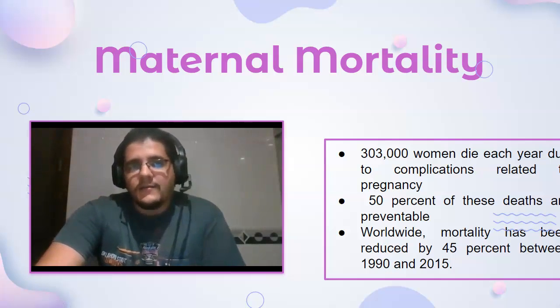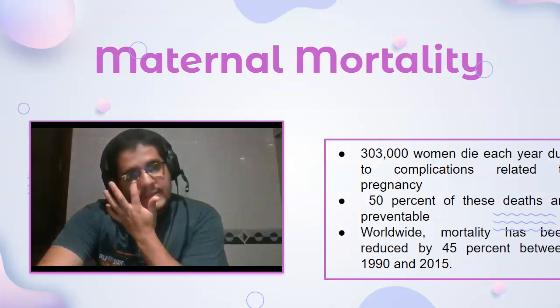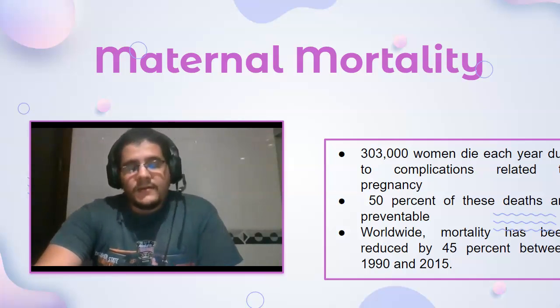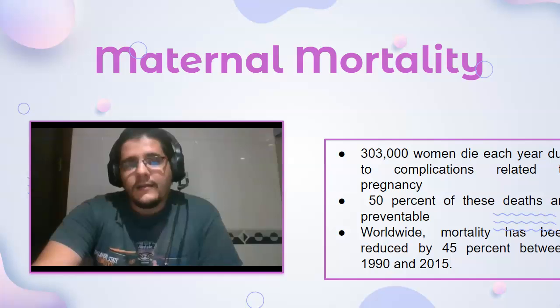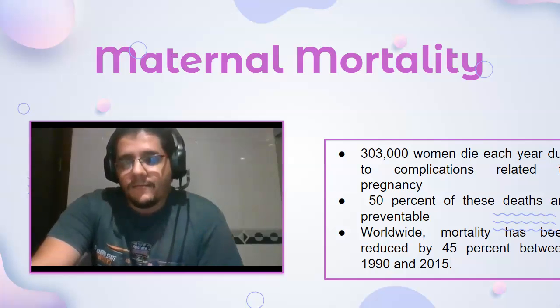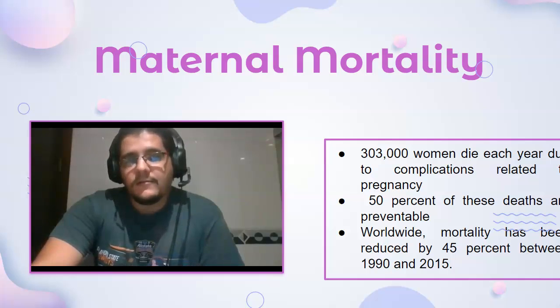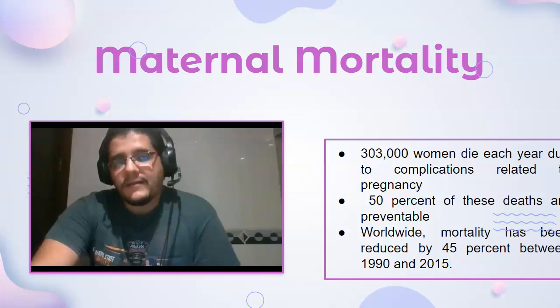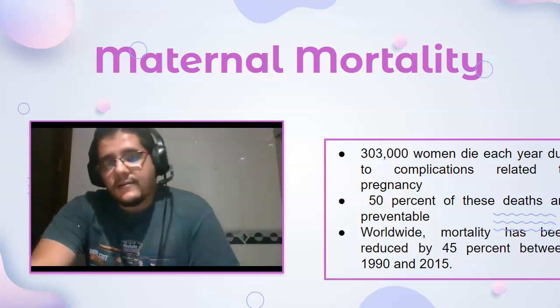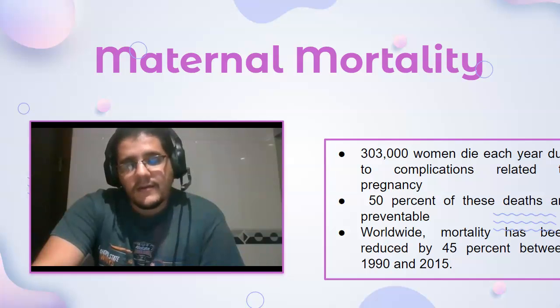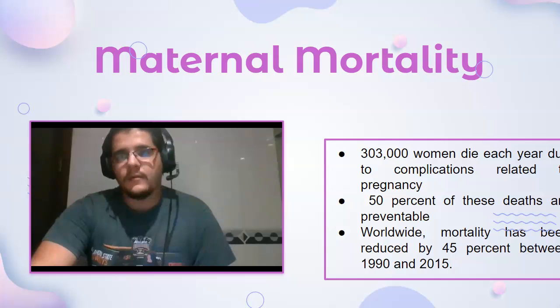Worldwide, approximately 303,000 women die each year due to a pregnancy-related complication. 50% of the deaths are preventable if new techniques and medication are used in antepartum, intrapartum, and postpartum care. The United Nations has set goals to reduce maternal mortality by spending money to improve delivery care, increase access to contraception, and increase prenatal care visits.